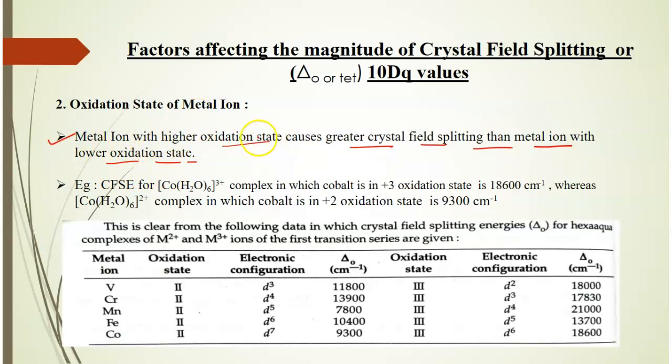ऐसे metal ion जिनके पास oxidation state ज़्यादा है, उनकी crystal field splitting भी ज़्यादा होगी उनकी वजह से, ठीक है? As compared to the metal ions जिनकी lower oxidation state है.